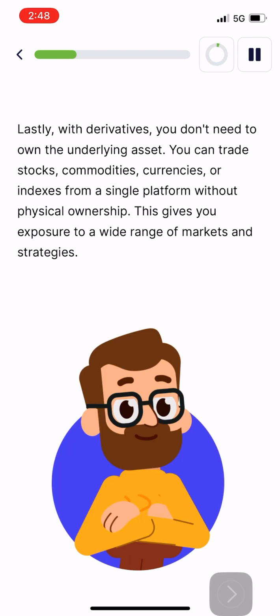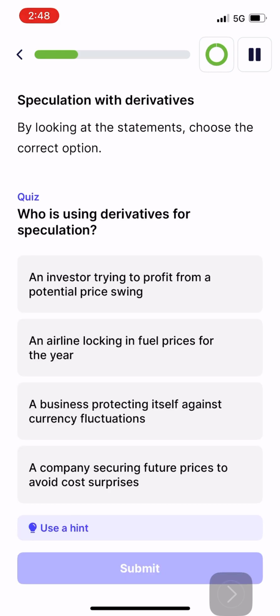Lastly, with derivatives, you don't need to own the underlying asset. You can trade stocks, commodities, currencies, or indexes from a single platform without physical ownership. This gives you exposure to a wide range of markets and strategies.